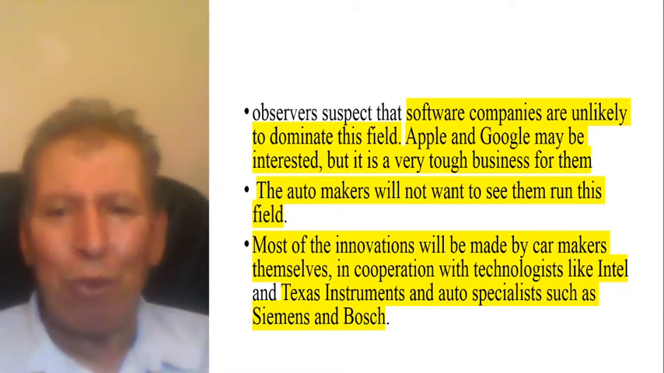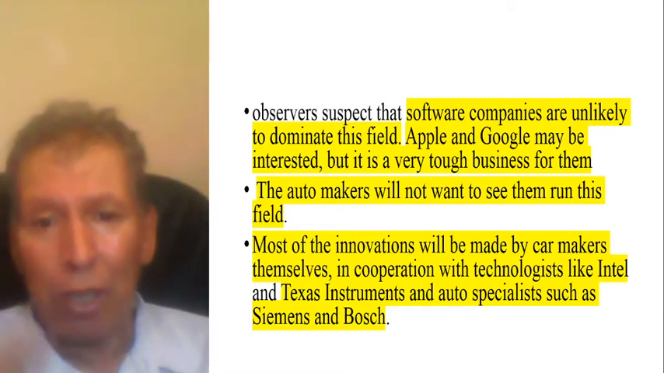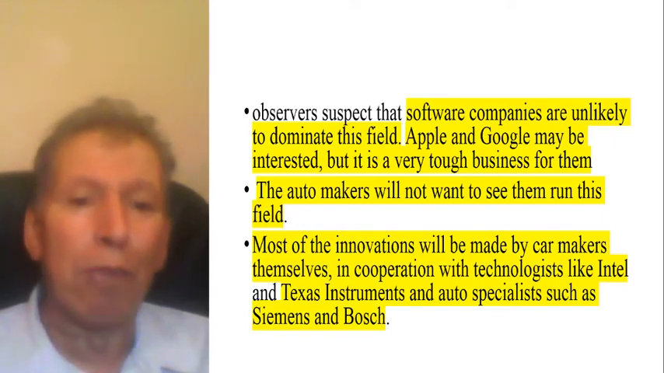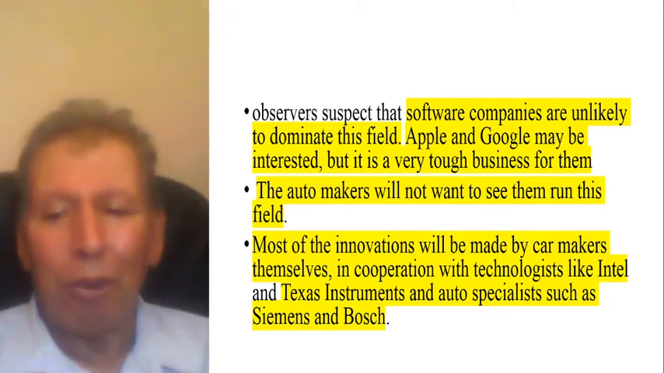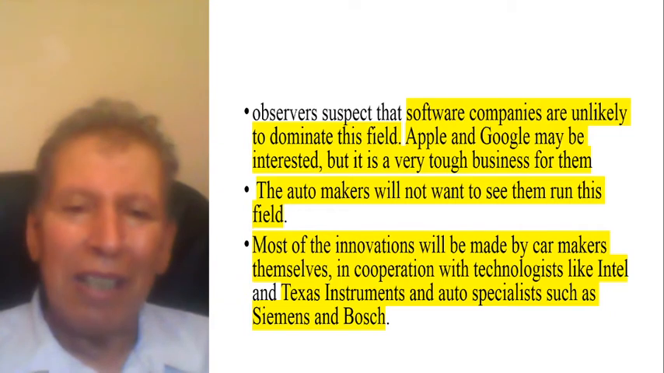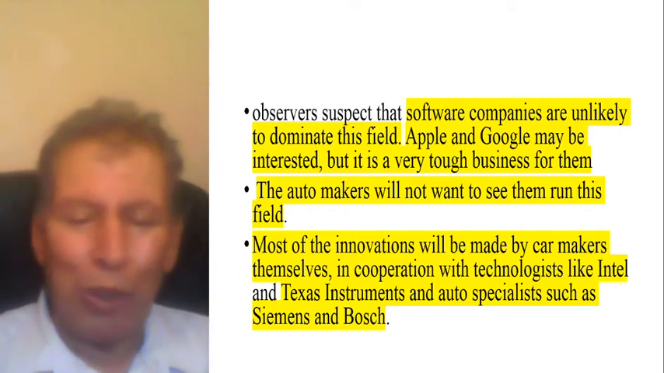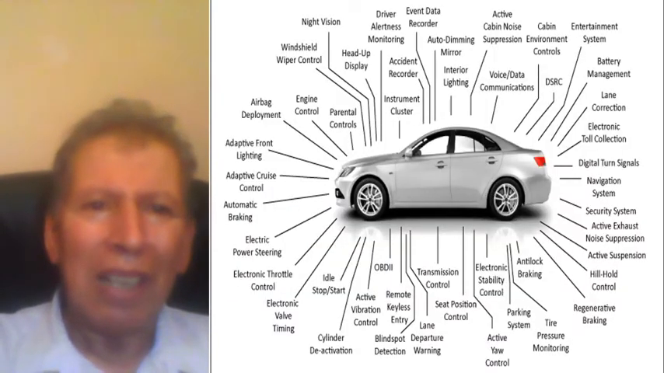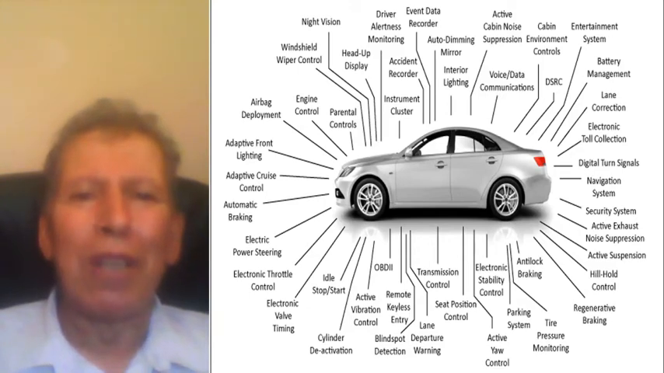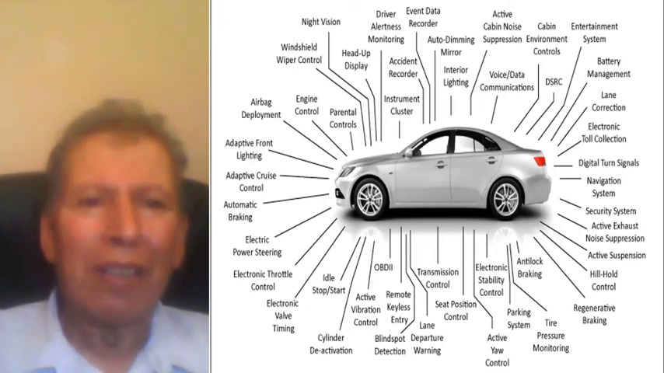Most of the innovations will be made by car makers themselves in cooperation with technologists like Intel and Texas Instruments and auto specialists such as Siemens and Bosch. They could work with other partners. Ignore these two intruders. This is another anatomy of the car, but this one is an electronic car.